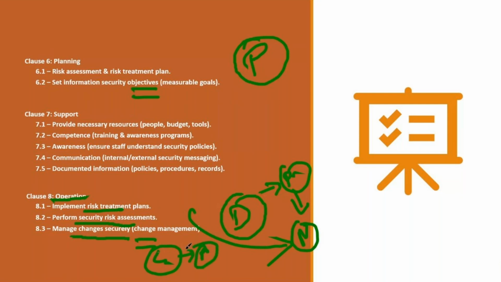Changes cannot be done overnight. We should have a plan for that. Change management plan, we have it. So whatever changes we want to make inside the organization, go by the plan. That is what your operation has been saying, clause number 8. Okay, so this deals with the operation planning.